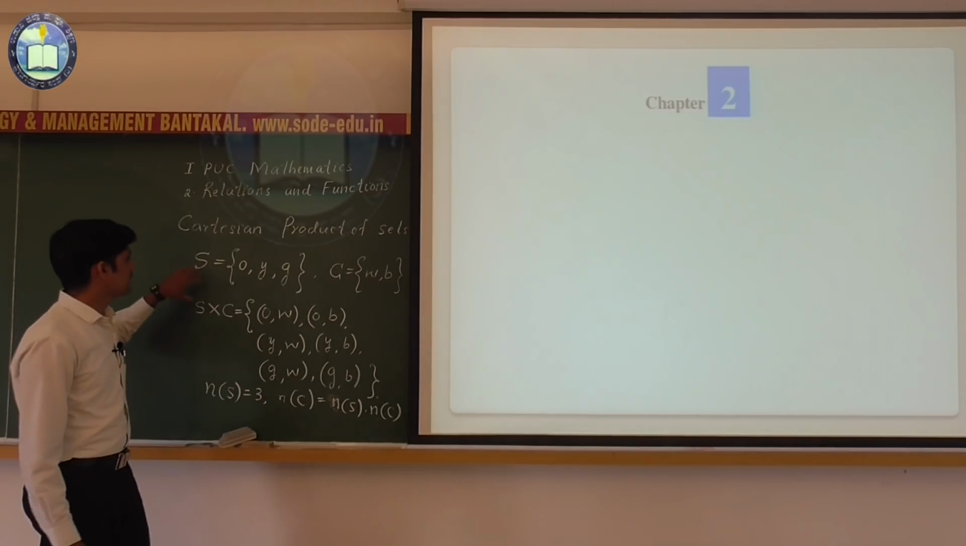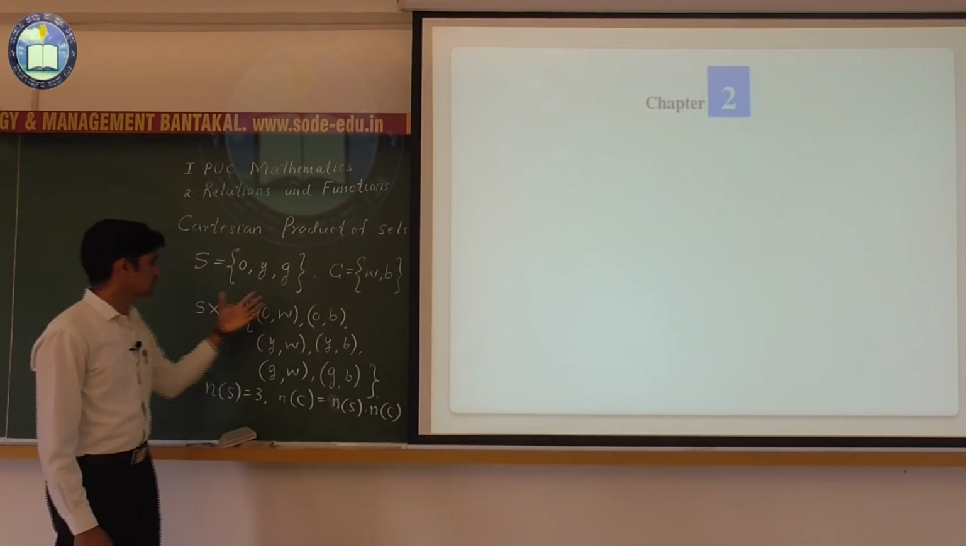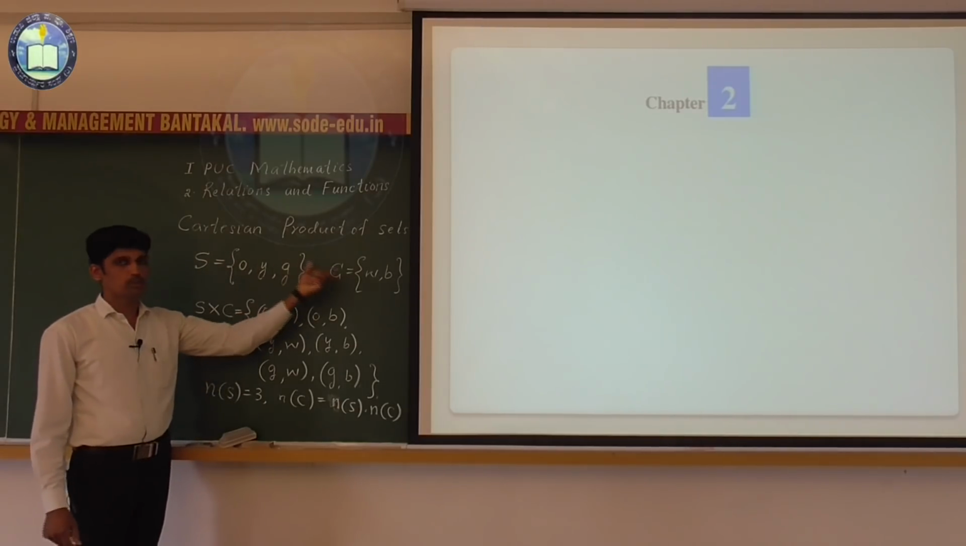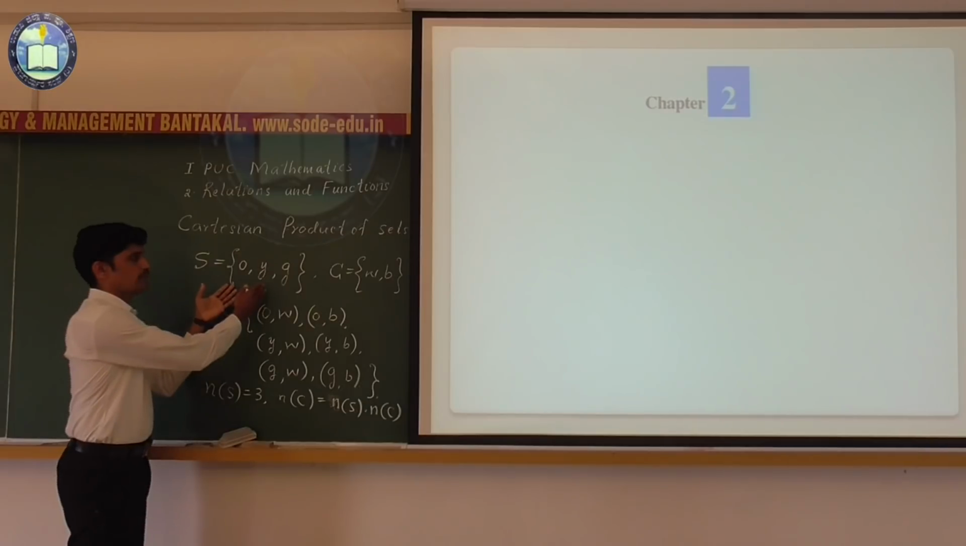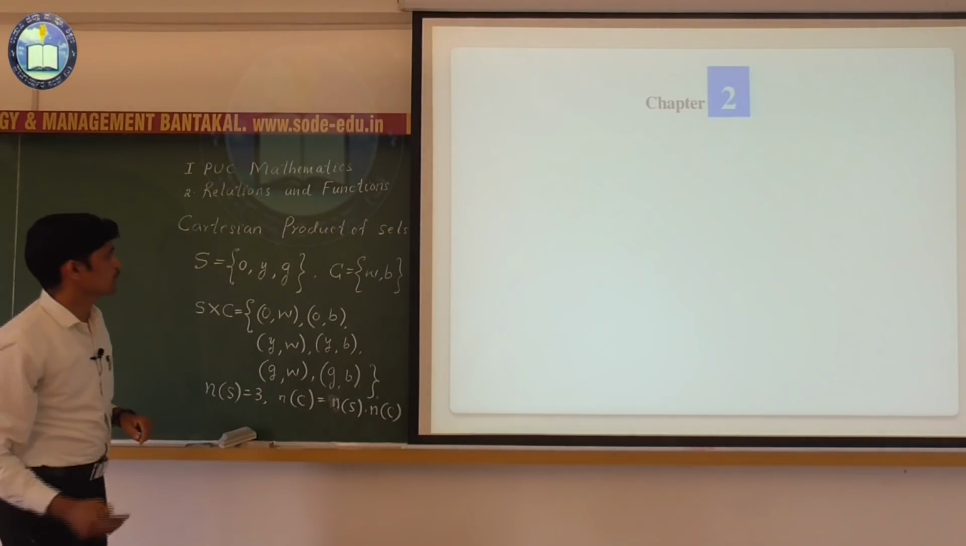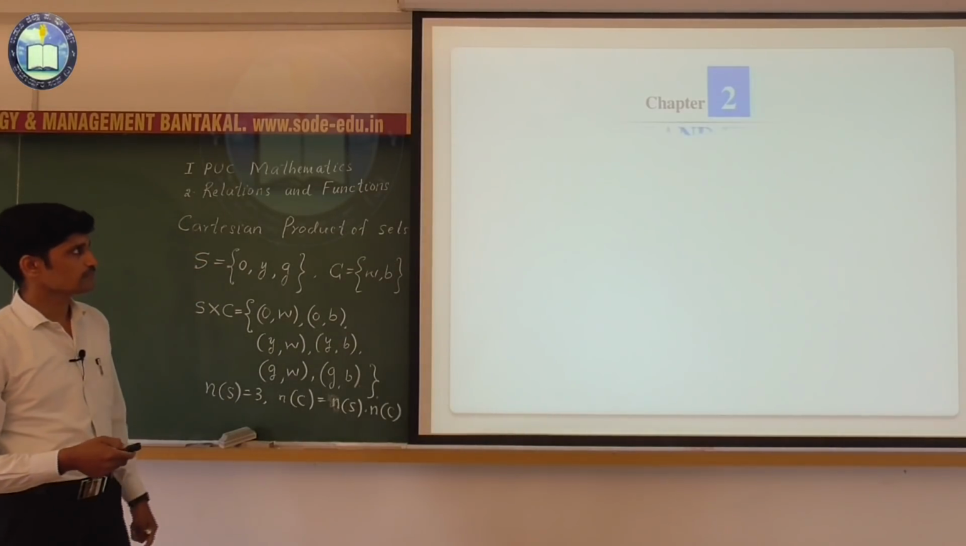Therefore, if a set S or first set has m elements and the second set has n elements, then the cross product of these two sets has m into n elements. That is the product of number of elements in these two sets. Therefore, let us see the definition of Cartesian product of sets.